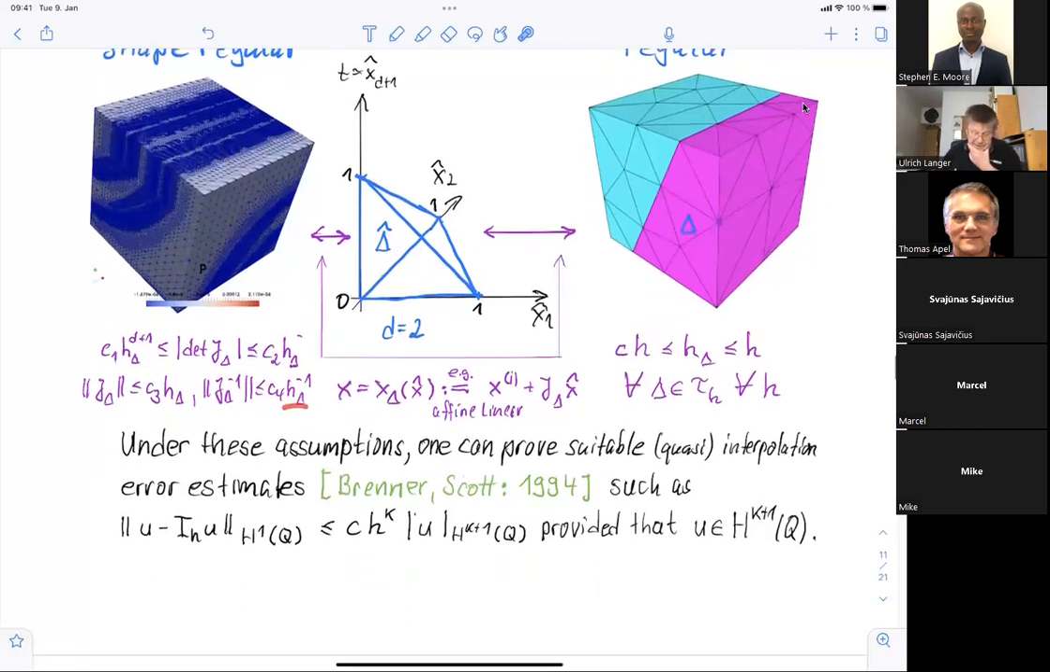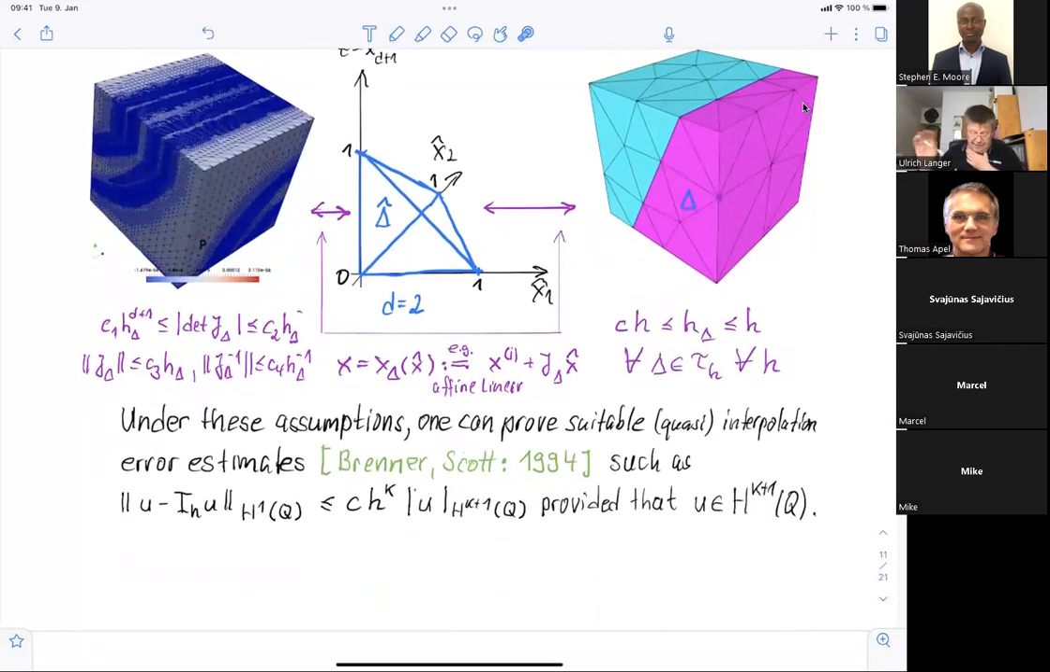Under this condition, one can prove suitable quasi-interpolation error estimates, for instance Bramble-Hilbert or Scott-Zhang, in the L2 norm and the H1 norm. It looks like this, like in a classical book. If you have sufficient regularity, H^(k+1), then you have here h^k.